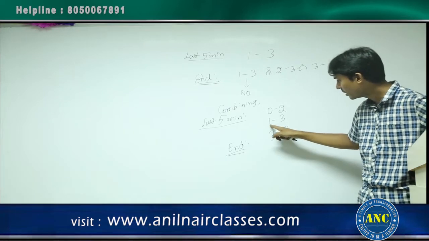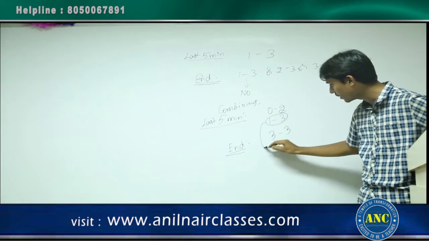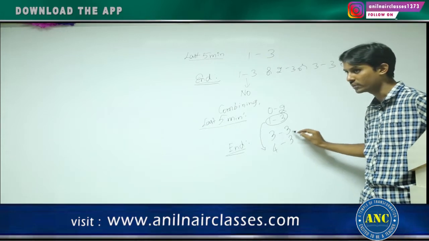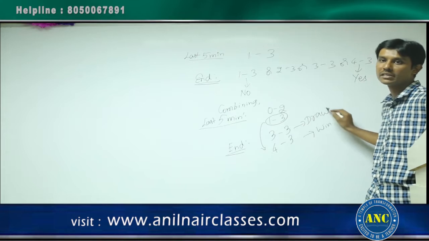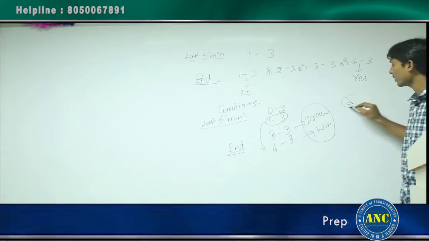It becomes 3-3. In this case, if 3 goals are scored in the last 5 minutes, it becomes 4-3. Here it is a draw. Here it is a win. Again, you are getting multiple answers. The answer is cannot be determined here.